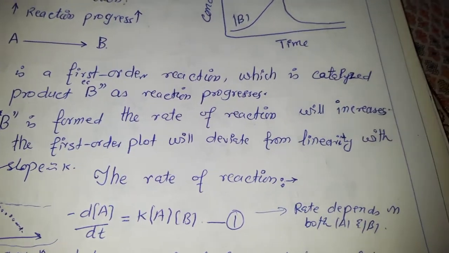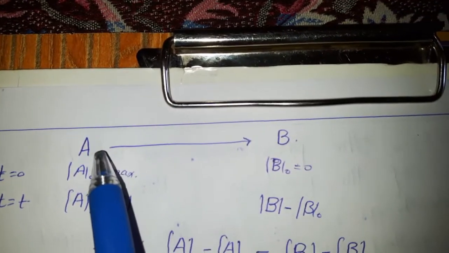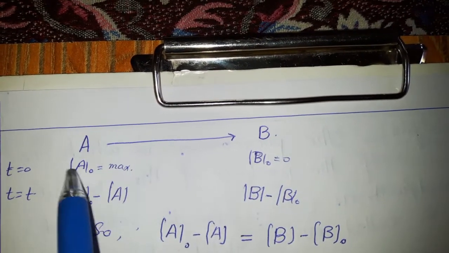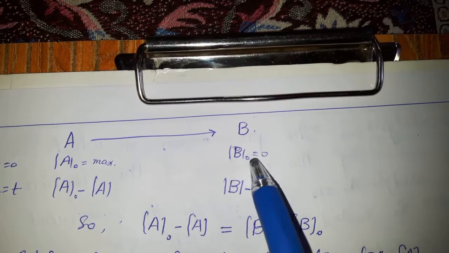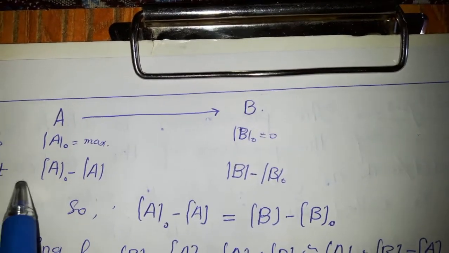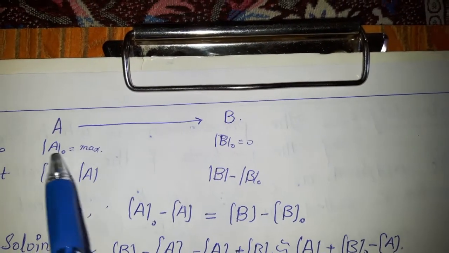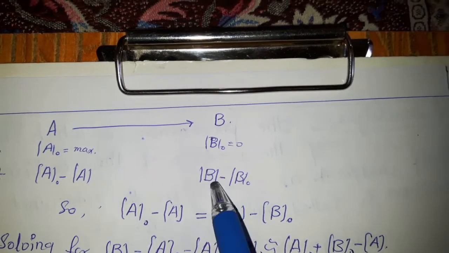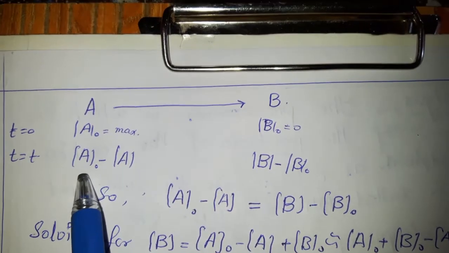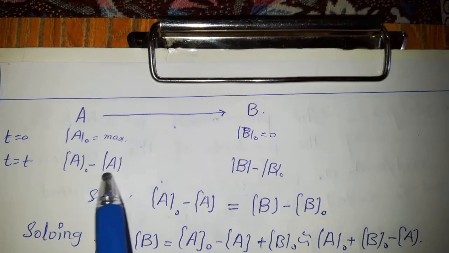At any time t, the concentration of A consumed is equal to the concentration of product B formed, in which reactant A is going to product B. At time t equal to 0, the initial concentration of A is maximum and the initial concentration of B is 0. After any time t, some of reactant A is converted into product. So the amount of A consumed will be given by A naught minus A, where A naught is the initial concentration and A is the concentration at any time t.